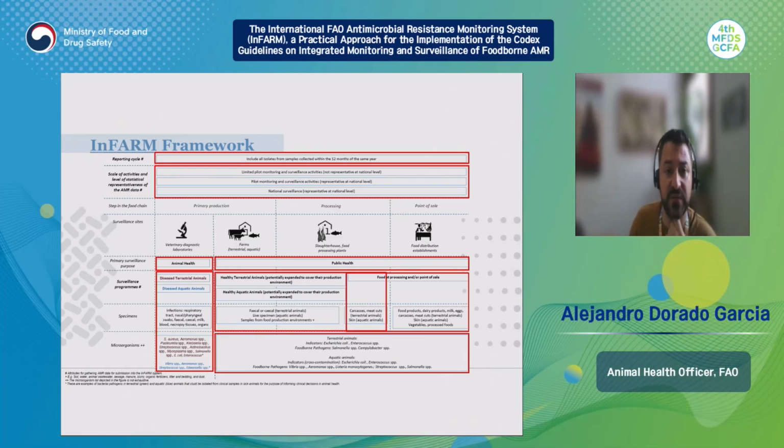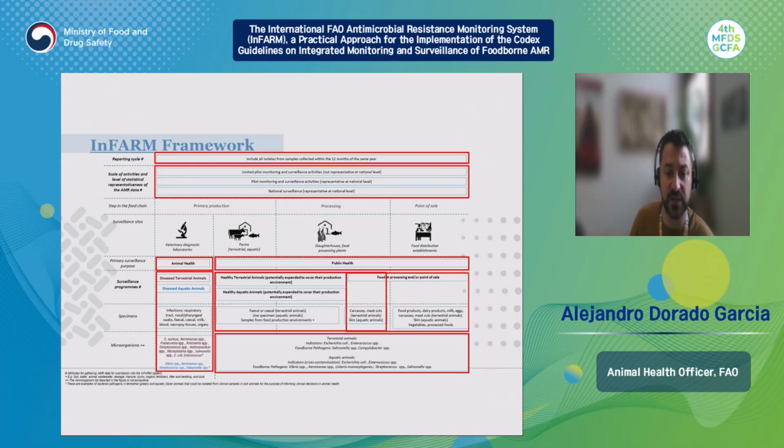And for this, we have defined 5 surveillance programs. The first 2 surveillance programs are the diseased terrestrial and aquatic animals, and these have primarily an animal health purpose, to inform clinical decisions and antimicrobial stewardship. In this case, what we are talking about is isolates of bacterial pathogens in animals that are coming through passive surveillance of specimens received from diagnostic laboratories.